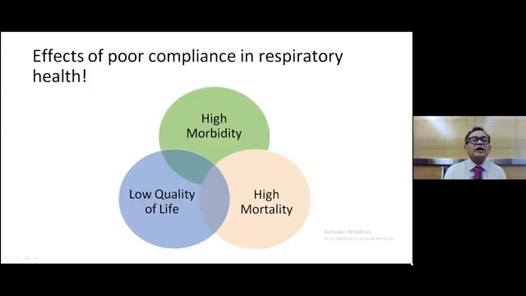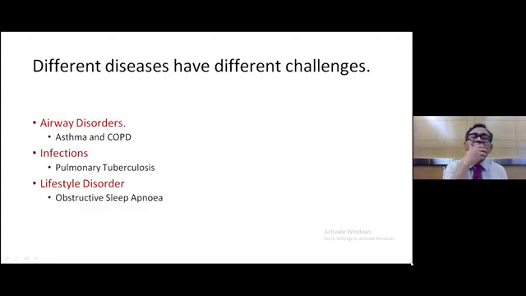And so we all know that if the patient is not compliant, then what happens? His quality of life gets affected. He has got high morbidity and of course mortality. And we have here taken 5 diseases which are very practical and very common in our practice: asthma, COPD, pulmonary tuberculosis, and obstructive sleep apnea. For these diseases, compliance is a very important problem, and that leads to a lot of issues in asthma management, similarly in TB, and of course in OSA as well.